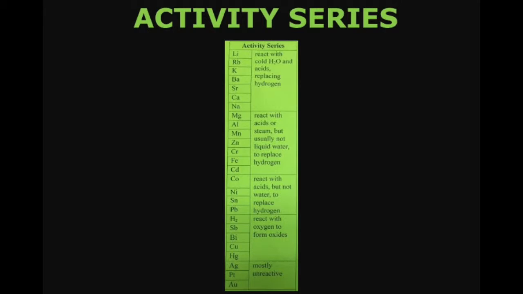From magnesium to cadmium, they react with acids or steam, but usually not liquid water, to replace hydrogen. From cobalt to lead, the elements react with acids but not water to replace hydrogen. And from hydrogen to mercury, they react with oxygen to form oxides. And finally, from silver to gold, the elements are mostly unreactive.